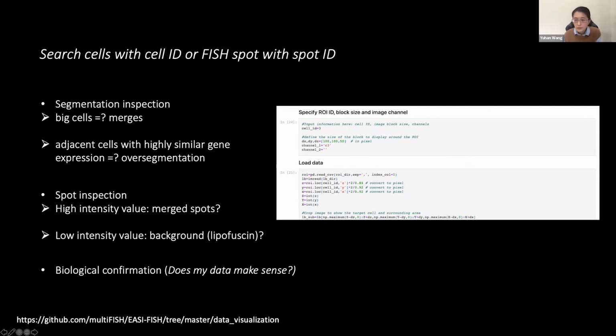So these are the things that we do to evaluate how well the pipeline has worked for a particular data set. Additionally, later on, when we actually do the real data analysis, we want to know whether this data makes sense, right? There are a lot of biological confirmations we want to do, and I will give an example of that later.